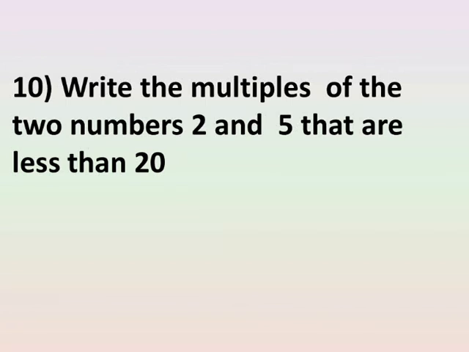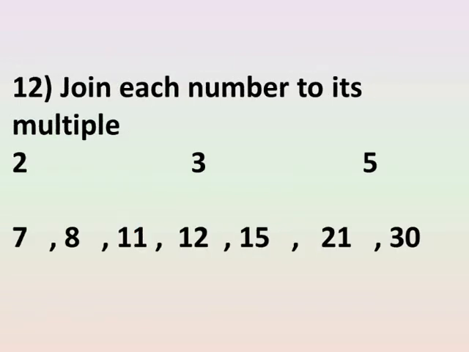Number 10, write the multiples of the two numbers 2 and 5 that are less than 20. Since it is a multiple of 2 and 5 at the same time, it must be a multiple of the product between them, which is a multiple of 10. So it must be a multiple of 10, and the multiple of 10 less than 20 is 10 only. Number 11, write the multiples of the two numbers 2 and 3. Multiples of both 2 and 3 together must be multiples of their product, so multiples of 6. The multiples of 6 less than 30 are 6, 12, and 18.